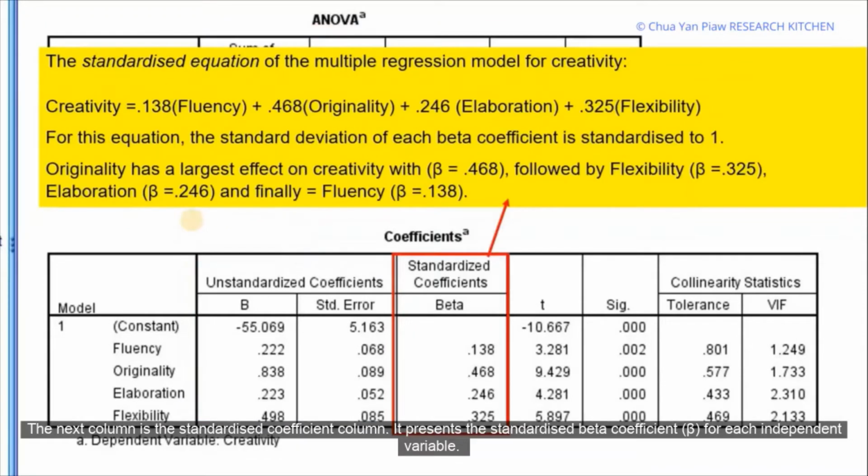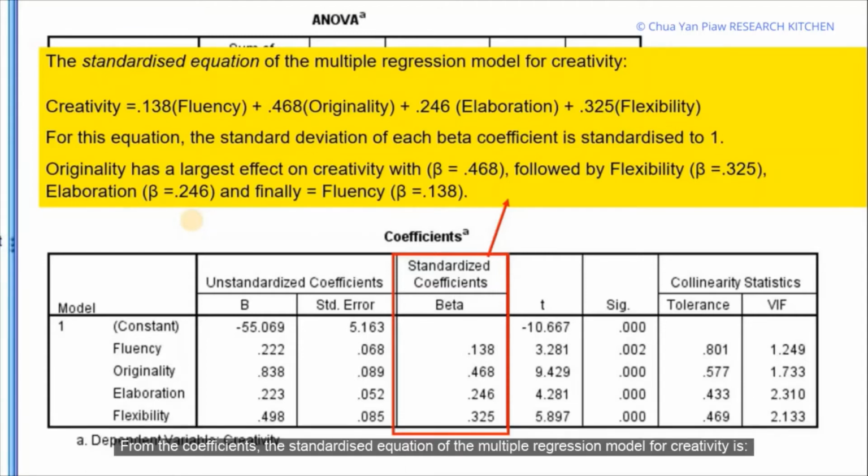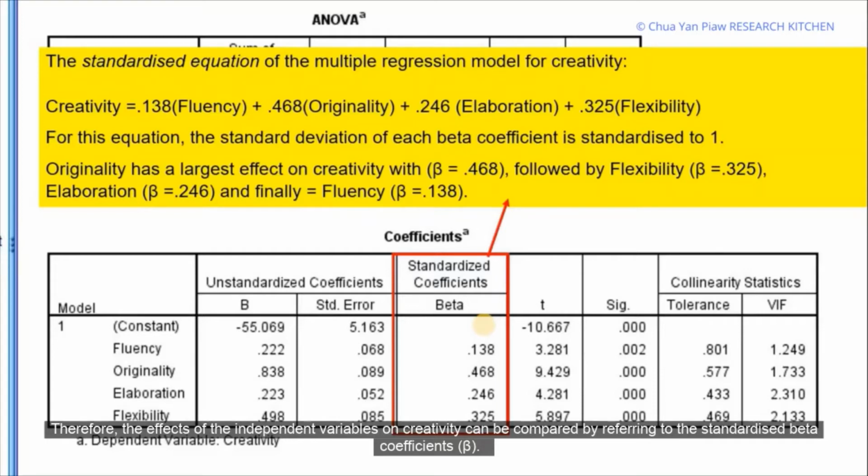This is the way we calculate the score by using the unstandardized beta coefficients. The next column is the standardized coefficient column. It presents the standardized beta coefficient for each independent variable. From the coefficients, the standardized equation of the multiple regression model of creativity is creativity equals 0.138 frequency plus 0.468 originality plus 0.246 elaboration plus 0.325 flexibility. In the standardized regression equation, there is no constant value. For this equation, the standard deviation of each beta coefficient is standardized to 1. Therefore, the effect of the independent variables on creativity can be compared by referring to the standardized beta coefficient.